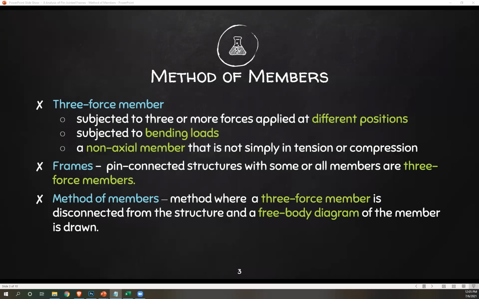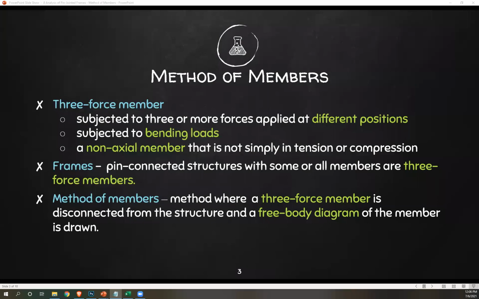First is what we call three-force members. So three-force members are the following. They are subjected to three or more forces applied at different positions. And then the next, it is subjected to bending loads. And then lastly, it is a non-axial member that is not simply in tension or compression.